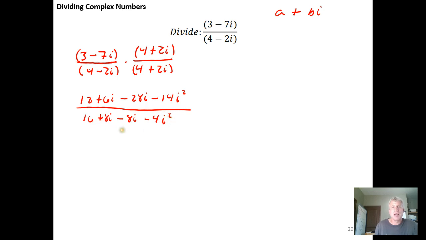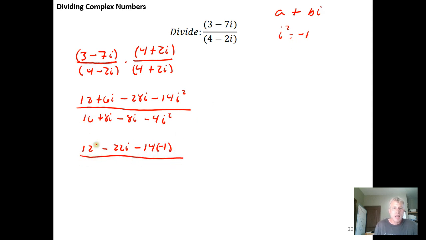And notice how, just like on the previous slide, the stuff in the middle canceled because we multiplied by the conjugate. So that stuff is going to go away. And we can start to do some simplifying. So the numerator, I get my 12. 6i minus 28i is going to be minus 22i. And I have minus 14 times i squared. But i squared, remember, is just negative 1. So I can make a replacement there.